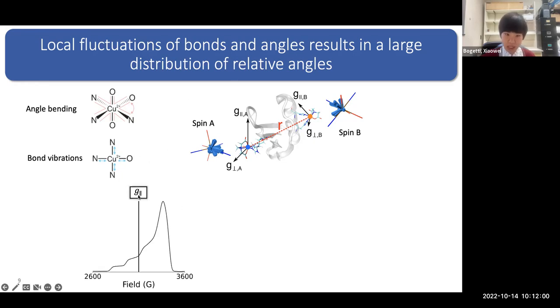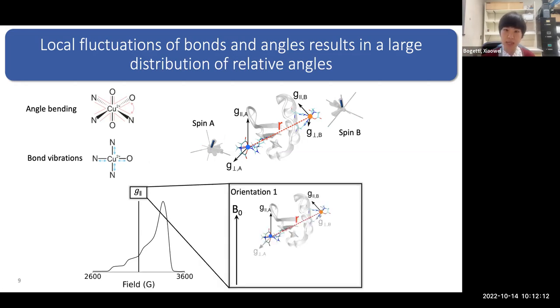Let's take a look back to excitation at a G parallel field. And we just see one snapshot where spin A and spin B points at these particular directions. Right now we are aligning the G parallel with spin A to the applied magnetic field, and we can excite molecular orientation in this way. Let's take a look at another snapshot where spin A and spin B points at very different directions. Right now, again, we are aligning the G parallel with spin A to the applied magnetic field, and the molecular orientation excited in this particular manner is very different.